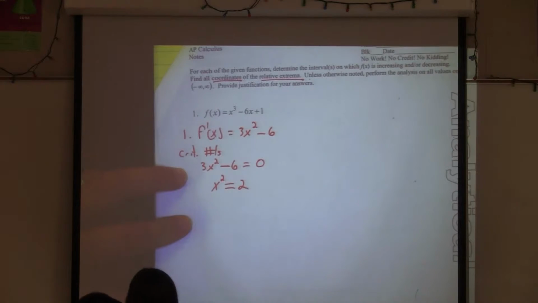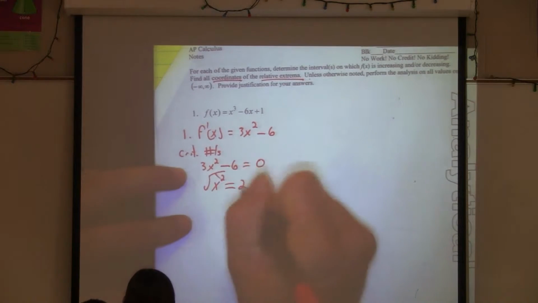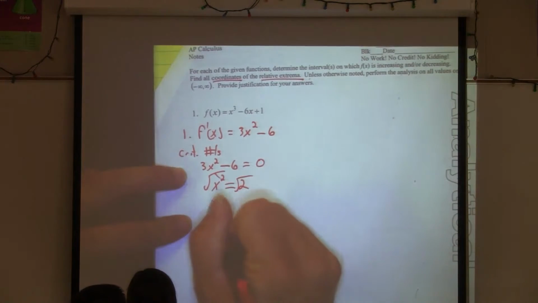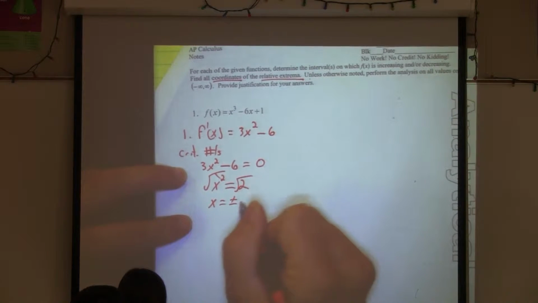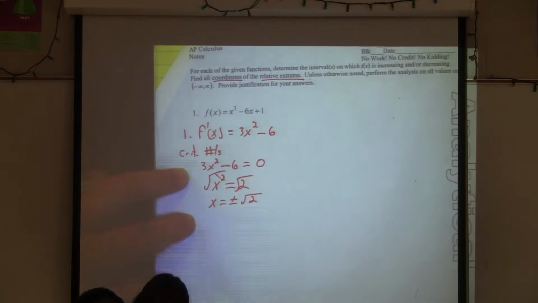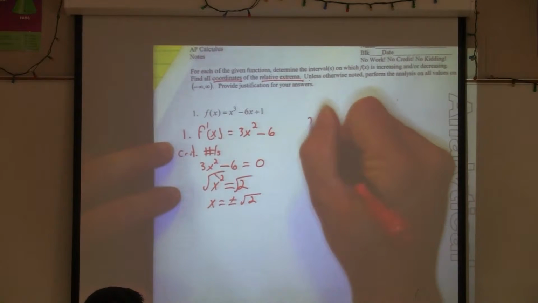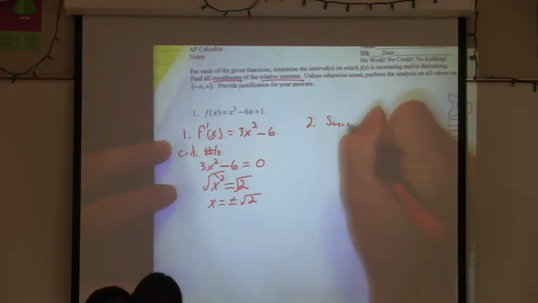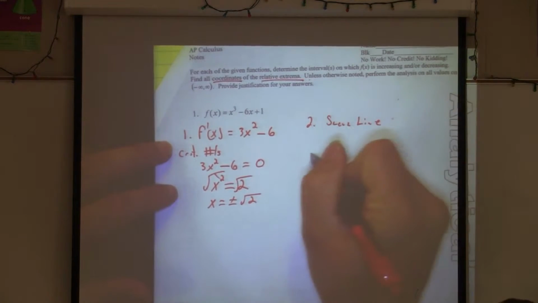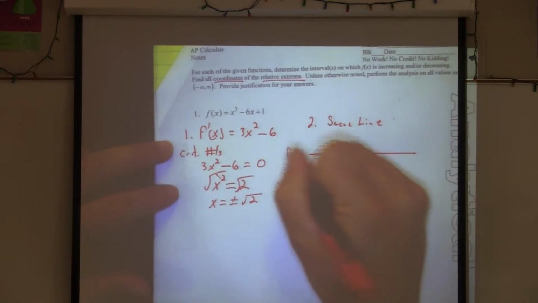Are we okay? Or did I lose you? No, we're good. Awesome. Then what do I do? Square root, so x equals plus or minus what? Radical 2. Alright. So we got our critical numbers. Now what do I do? It's my sign line, right? And on that sign line, remember it's for the derivative.